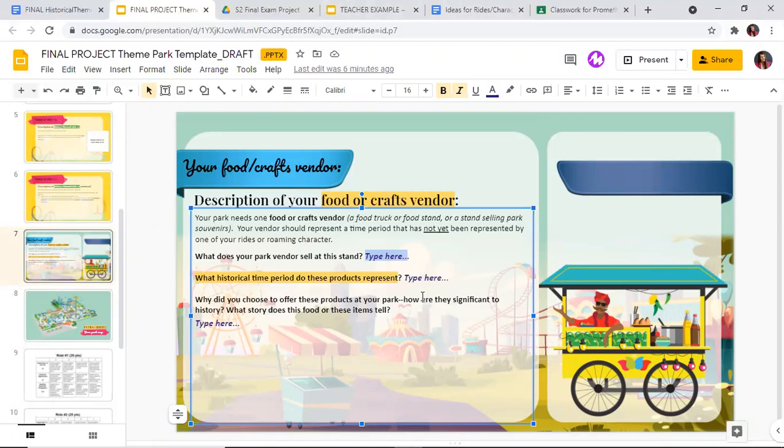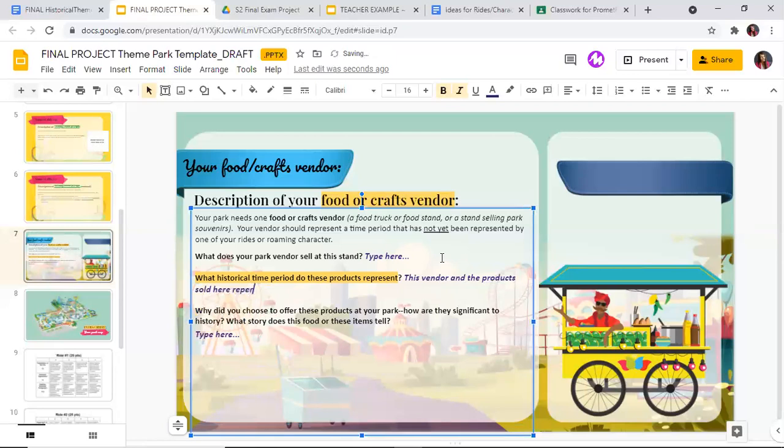Tell us the historical time period. You can be as specific as you want, but I do want you to write a full sentence here. Please do not just say 1300s. What I would much rather you do is say this vendor and the products that are sold here represent the medieval period. Maybe in parentheses I put 1300s.